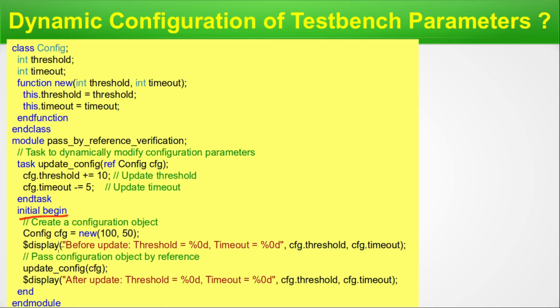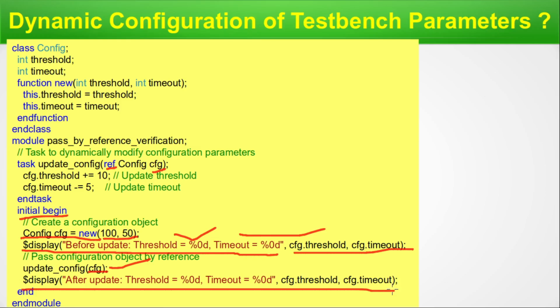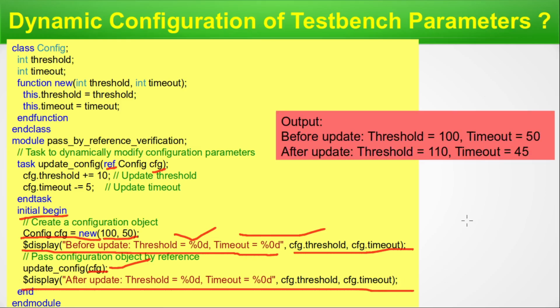Now we have an initial block, we have config cfg new, and we have 100 and 50, the values of the two. First we display the values here, and those are printed here. Then we call the task here and put the object reference here, because we have defined this cfg as the reference of our object, and then we print the whole thing again. And once we run this code, we have this kind of output. So first it was 100 and timeout was 50.